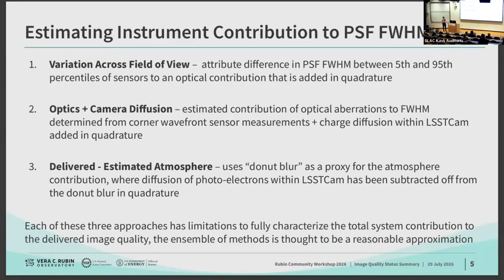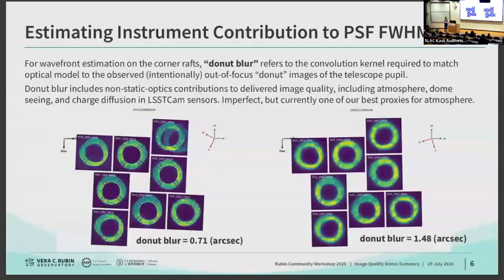A second is if you take what we call an optics plus camera diffusion. This is looking at the measurements from the corner wavefront sensors, plus accounting for the charge diffusion within the camera, added in quadrature. And then finally, we have an estimate, the delivered minus the estimated atmosphere. For the estimated atmosphere, we're using a quantity that we call the donut blur as a proxy. And then we subtract off the diffusion from the photoelectron. So it's three different methods.